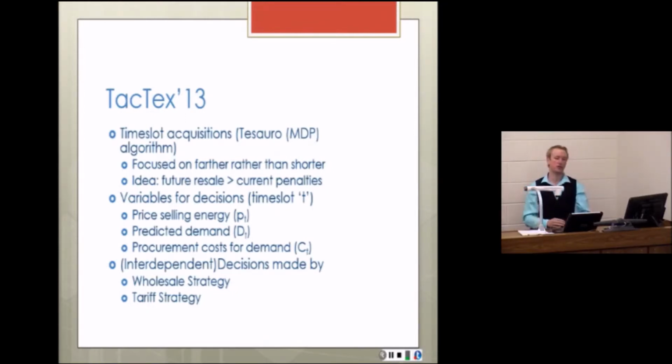So the idea is buy more in the future, incur penalties now, and even though you're in debt, you can resell, and that'll maximize your utility in the long run. So that's how this algorithm works.